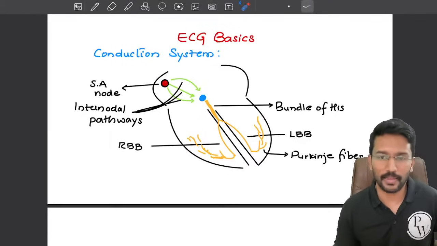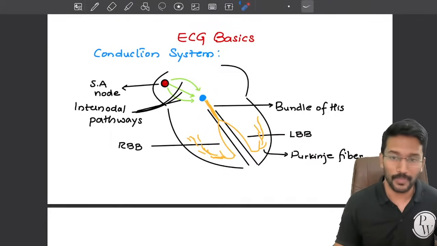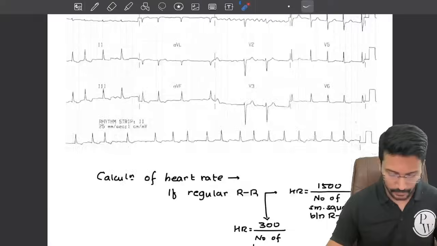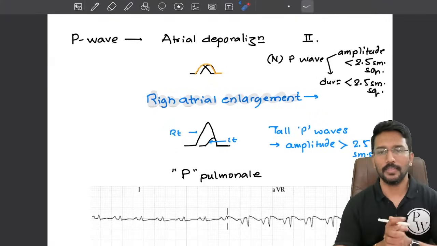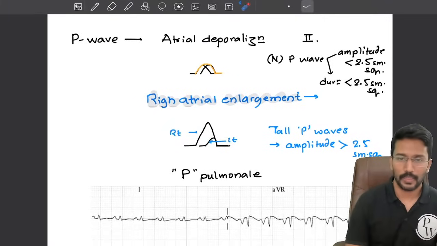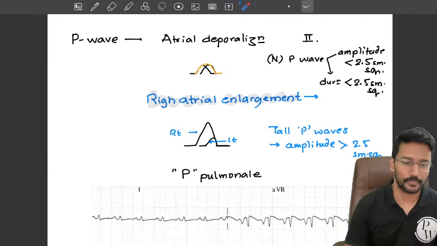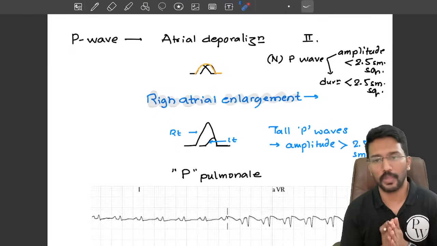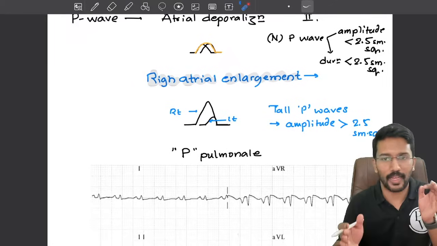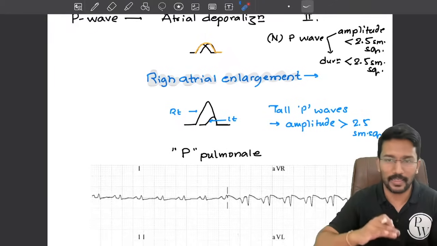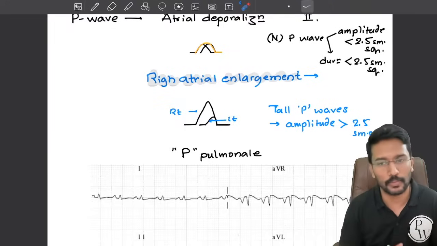Okay, so we should be looking at the P waves whenever we are thinking of atrial abnormalities, right? Now what abnormalities of the P wave can we see? If there is right atrial enlargement, the P wave becomes very tall. The normal size of the P wave on the ECG should be, in terms of width, less than 2.5 small squares, and in terms of height, less than 2.5 small squares.